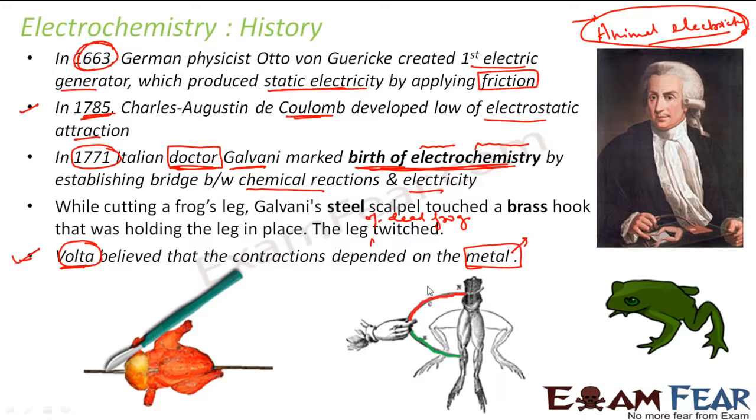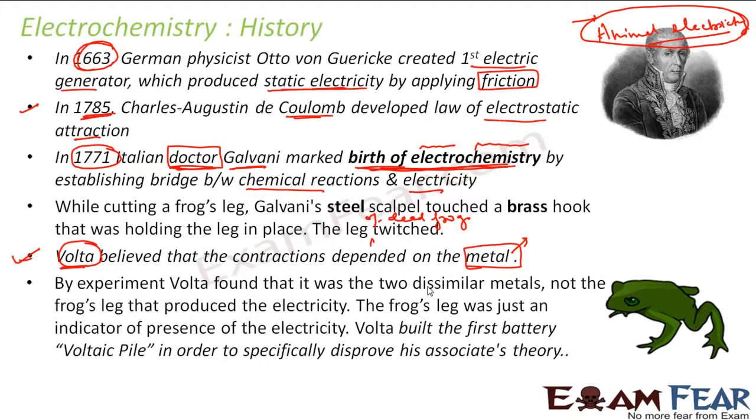It was two different metals. So what he did was, he did a lot of experiments. And as I told, he found that it was two dissimilar metals and not the frog leg actually that produce electricity, because there was electricity here, there was no doubt in that, but it was two different metals, not something which is there in the animal. So he was telling that there is nothing called animal electricity. It was two different metals that produced electricity, right? And he was telling that the frog leg was just an indicator of the presence of electricity. The frog leg was nothing but an indicator that there is electricity, correct?